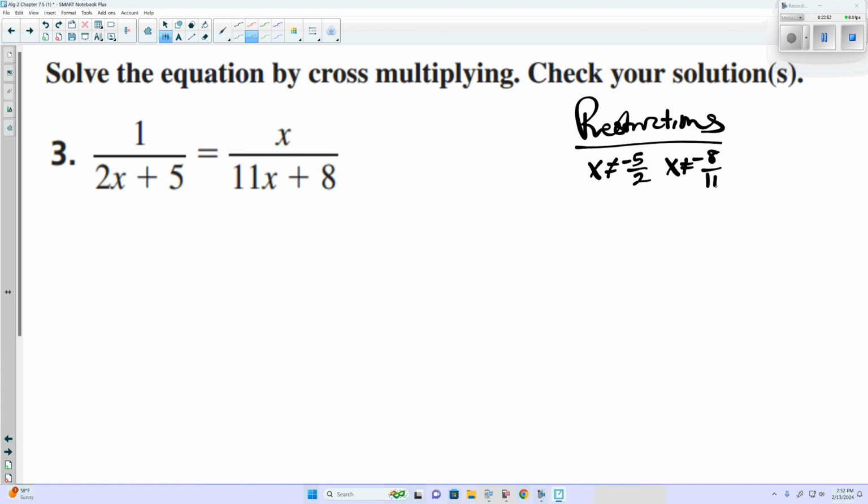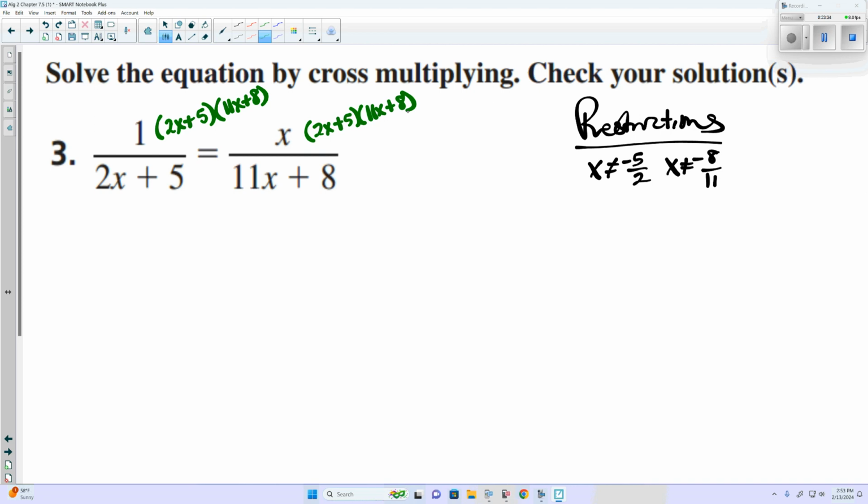So again, I'm going to go on and just give you the restrictions for this one here. x cannot be negative 5/2 and x cannot be negative 8/11. Really, we're just setting both of those equal to 0, solving for the value of x. So looking at this problem, again, we need to multiply by the least common denominator. And our least common denominator, well, part of it is what? 2x plus 5. 11x plus 8. We need both of these here.